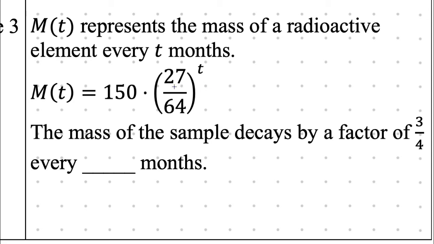India, how do I rewrite that as cubes? So 27 turns into what? It turns into a 3 cubed, and then 64 turns into a 4 cubed. And this is all to the power of t.